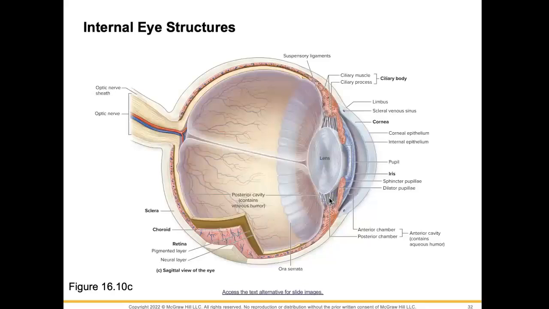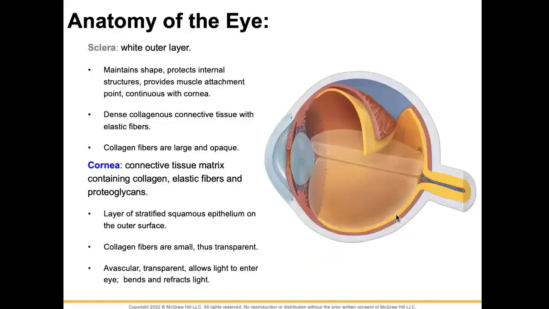And this is a figure that we will continue to come back to. It really does a good job of displaying all the different structures of the eye. We will reference this in the upcoming slides. So let's start out with the fibrous tunic or fibrous layer of the eye. Like I said, that's made up of the sclera and the cornea.